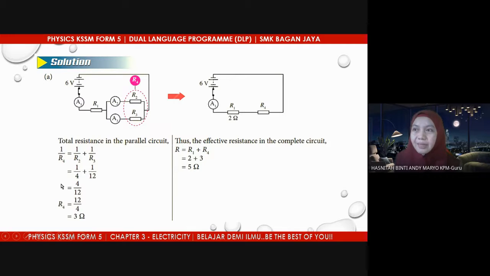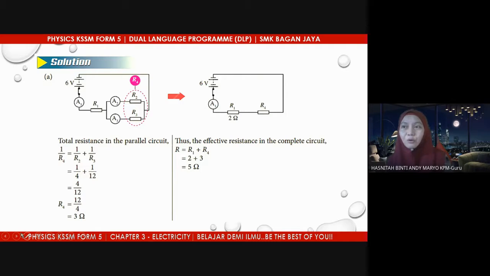So remember this is 1 over R4. So to find R4, we substitute them. So 12 divided by 4, you just invert it. So which means R4 is 3 ohm, inverted, yes. So R4 is 3 ohm. Okay, so in this we have 3 ohm. Okay, so now we can find the effective resistance. So 2 ohm is now in series with R4 which is 3 ohm, which means the effective resistance in this circuit is 5 ohm. Easy.